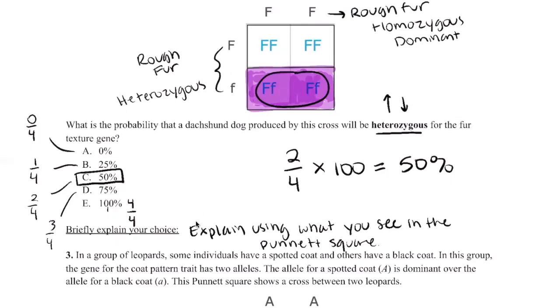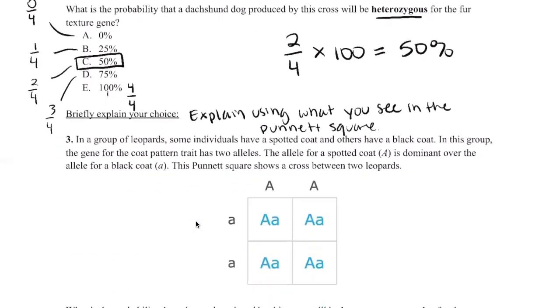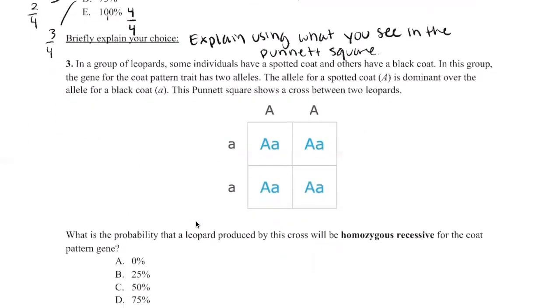Okay, so now, next question. In a group of leopards, some individuals have a spotted coat and others have a black coat. So spotted and black. In this group, the gene for coat pattern has 2 alleles. A spotted coat is capital A, and that is dominant. And the black coat is recessive. This is a lowercase a, so this is the recessive trait.